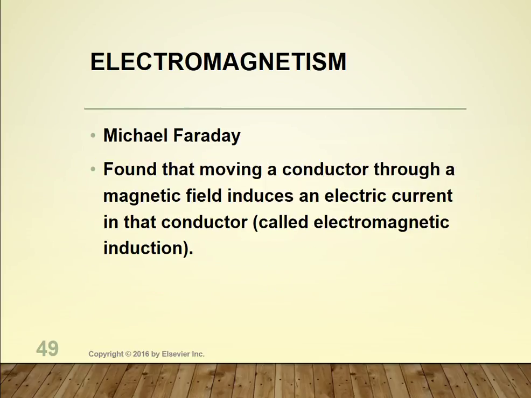Shortly after Ørsted's discovery, British scientist Michael Faraday found that moving a conductor, like a wire, through a magnetic field induces an electric current in that conductor, and that is called electromagnetic induction. Fashioning the conductor into a coil and passing it through a magnetic field increases the induced voltage, and that voltage will increase with an increased number of coils.